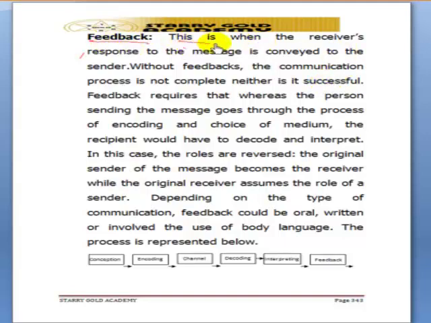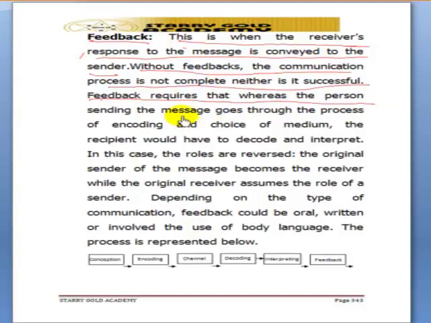But outside that, you have feedback. This is when the receiver's response to the message is conveyed to the sender. Without feedback, the communication process is not complete, neither is it successful. Communication is not a one-way thing, but rather a two-way process. And that was what made us define it earlier as a symbiotic thing. You give it and you receive it, a thing of reciprocity. It comes out of you, and you receive it back. That is where feedback is involved. We say feedback requires that whereas the person sending the message goes through the process of encoding and choice of medium, the recipient will have to decode and interpret.